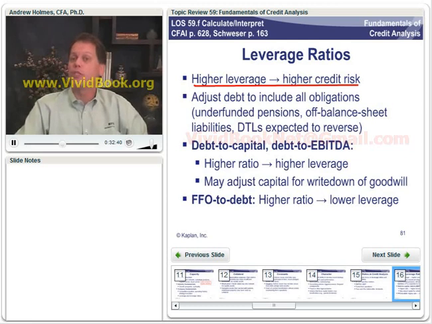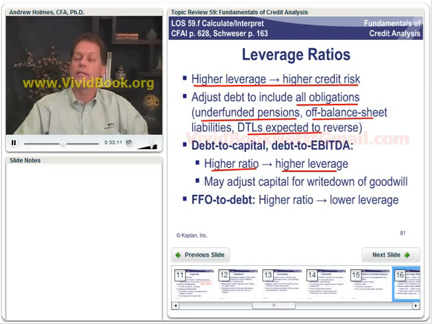So we need to adjust debt to include all the obligations. So this would include those that are recognized on the balance sheet and those that aren't. So if we have underfunded pensions, well, we want to bring that on the balance sheet. Off balance sheet stuff, something like an operating lease, we'd want to bring that onto the balance sheet. DTLs that are expected to reverse, well, we want to make sure that we're accounting for those in the way we should. So when we're calculating these leverage ratios, we can use debt to capital or debt to EBITDA. So a higher ratio here means higher leverage.